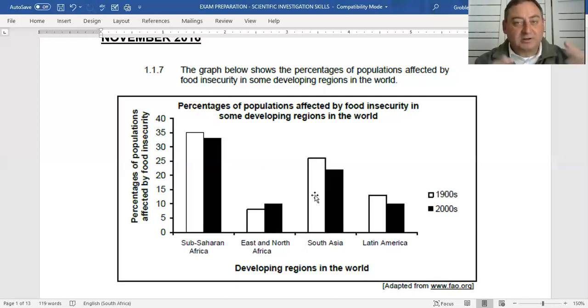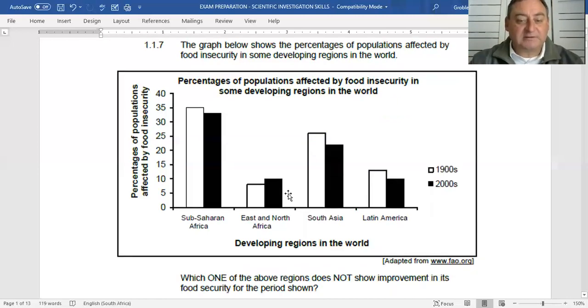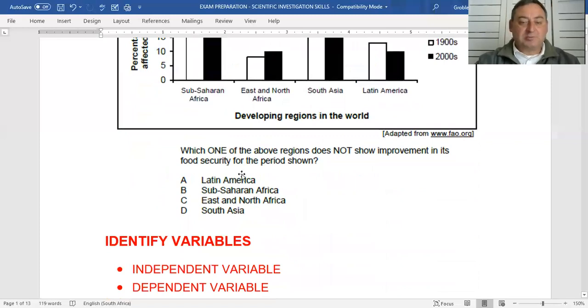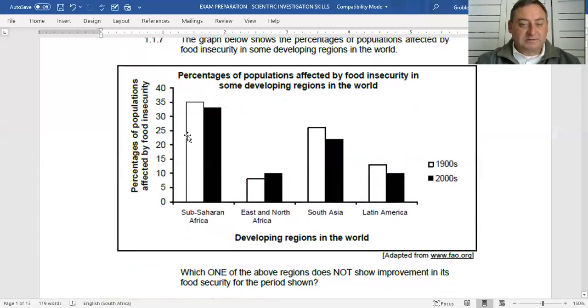Give me information. You take the information and now you're ready to answer the questions and see how reasonable these questions are. Which one of the above regions does not show improvement in its food security? So where are things going worse? We said here, things are going better because the insecurity is going down. But here in East and North Africa, the food insecurity has increased from the 1900s to the 2000s.